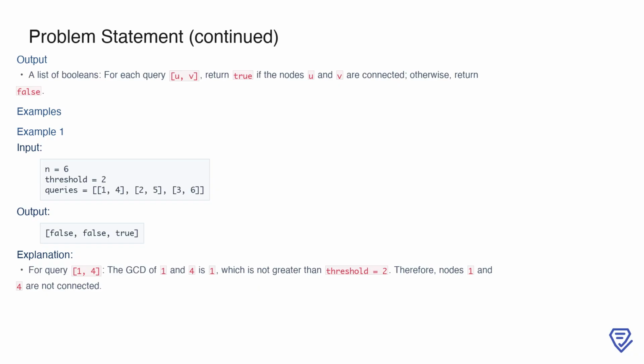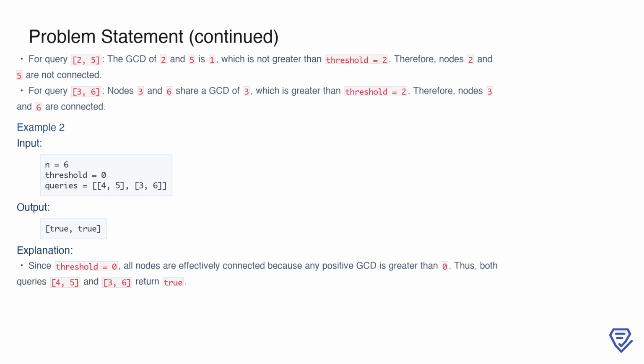Suppose n is 6, the threshold is 2, and the queries are [1, 4], [2, 5], [3, 6]. For the first query, [1, 4], the GCD of 1 and 4 is 1, which is not greater than the threshold of 2, so nodes 1 and 4 are not connected. The result for this query is false.